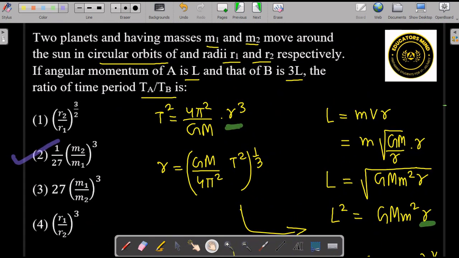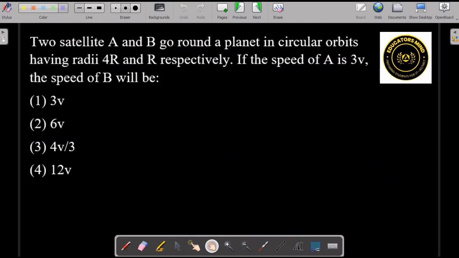Let's move to the next question. Two satellites A and B go around a planet in circular orbits having radius 4r and r. If the speed of A is 3v and the speed of B is... okay, this is just speed you have to calculate. So root under GM by r, where the mass of the planet is M and the radius is the orbit radius, right?